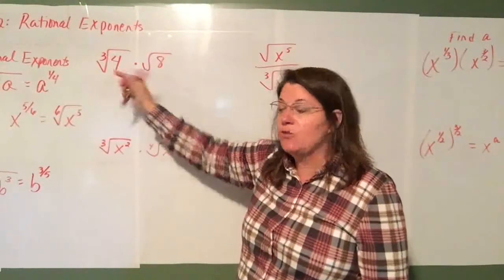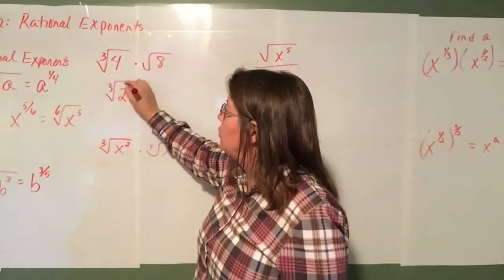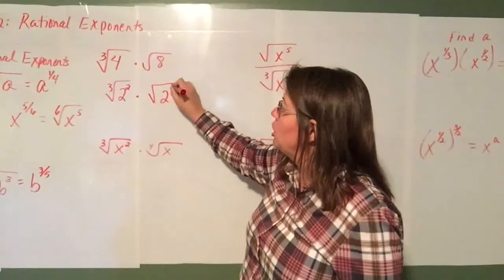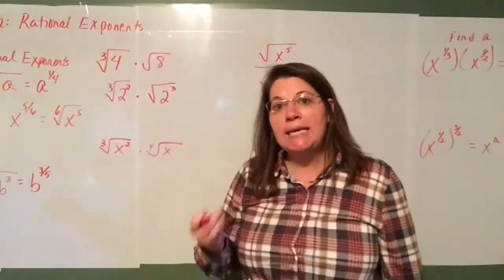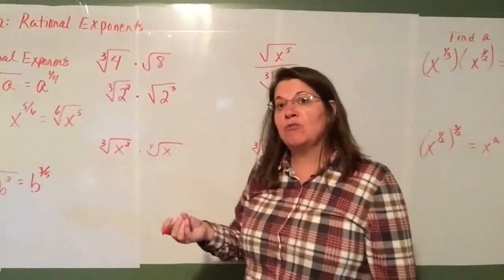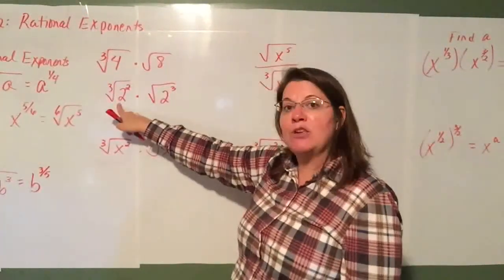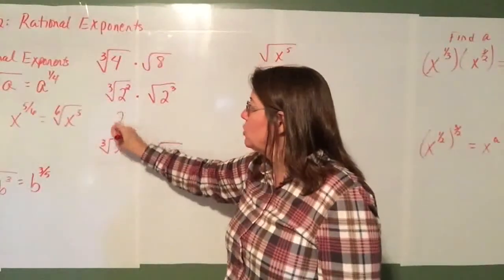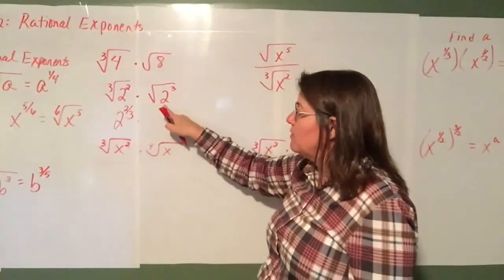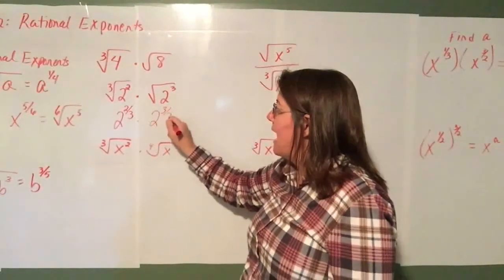4 is the same thing as 2 squared. So that's the same thing as the cube root of 2 squared. 8 is the same thing as 2 cubed. So if we can get our base numbers the same, then we can simplify using rational exponents. So if I convert this to a rational exponent, that is 2 to the 2/3 times, convert this to a rational exponent, that's 2 to the 3/2.